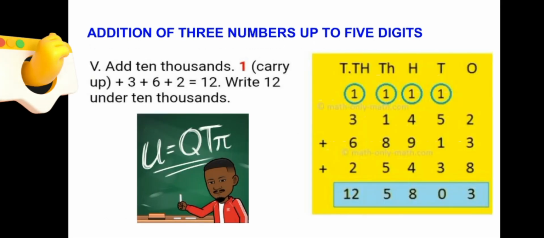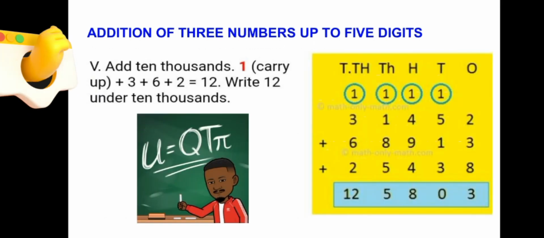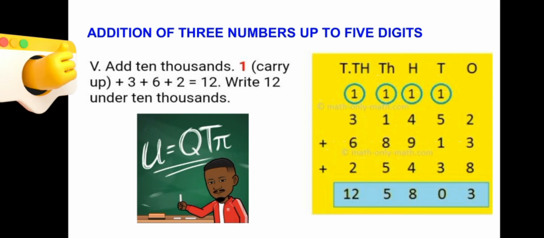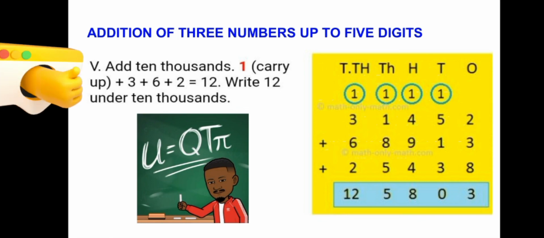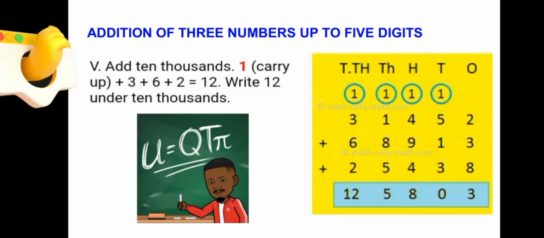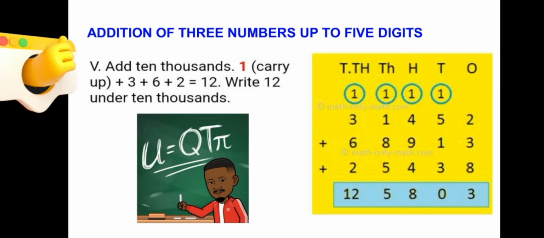Alright, so the very last step is to add 10,000s. So carry 1. So that will be 1 plus 3 plus 6 plus 2, which is equal to 12. So write the whole of the 12 under 10,000s. So that will be 125803. So that's the answer for the 3 numbers with 5 digits.